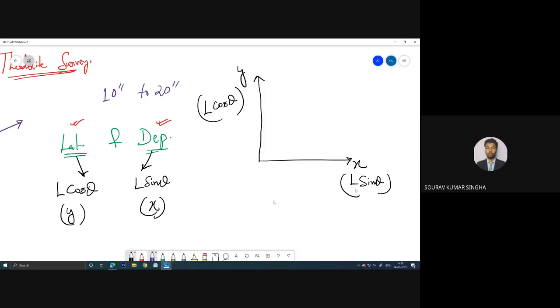On the X axis we have L sin theta, on the Y axis we have L cos theta, and here it is positive, here it is also positive. Now obviously, if it is reversed here, what will happen? L sin theta will be negative and L cos theta will be positive. Here in this quadrant, both are negative, and here the L sin theta will be positive and L cos theta will be negative. So this is how we can determine the latitude and departure.